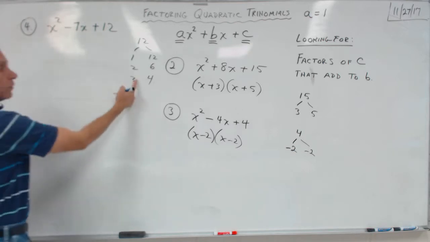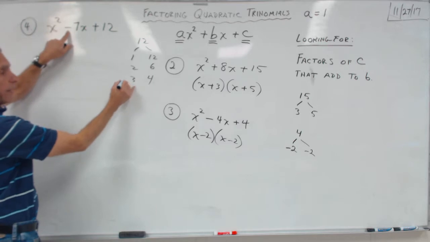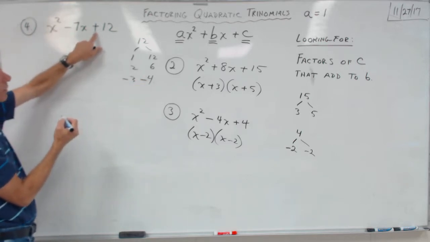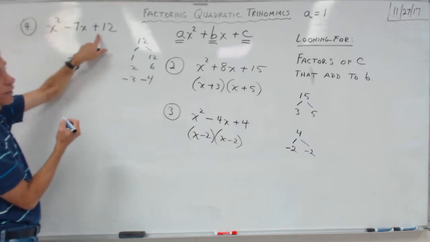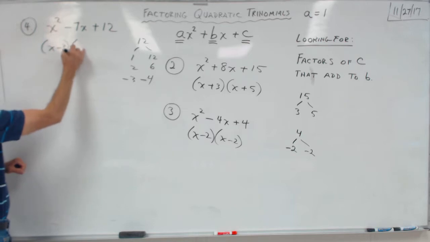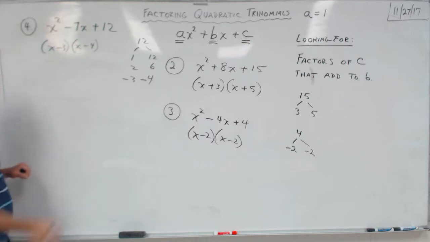Negative 3 and negative 4. For it to be negative, they just have to both be negative, right? That's positive, therefore this times this is positive 12. So immediately you've got x minus 3, and you've got x minus 4. Easy, right?